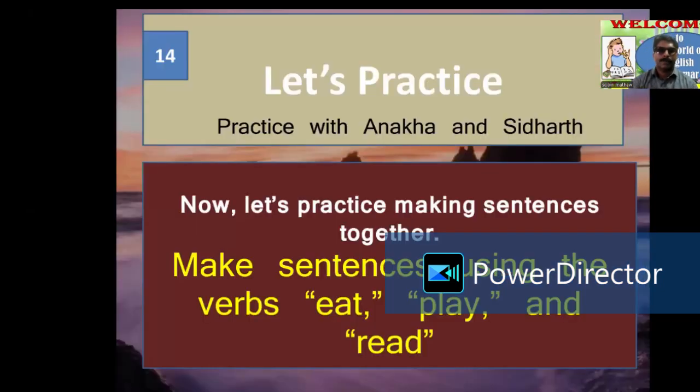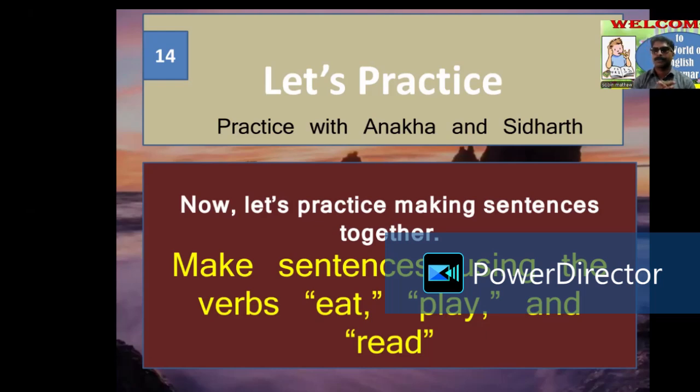This is a practice session by Anaha and Siddharth. All the students respond to the instruction of the teacher. Yes, sir. Now let's practice making sentences together. All of you, please see the slide on the screen. There, you can see the verbs like eat, play, and read. Now, all of you write each sentence using the verb eat with the subject he, play with the subject they, and read with the subject I in your notebook.